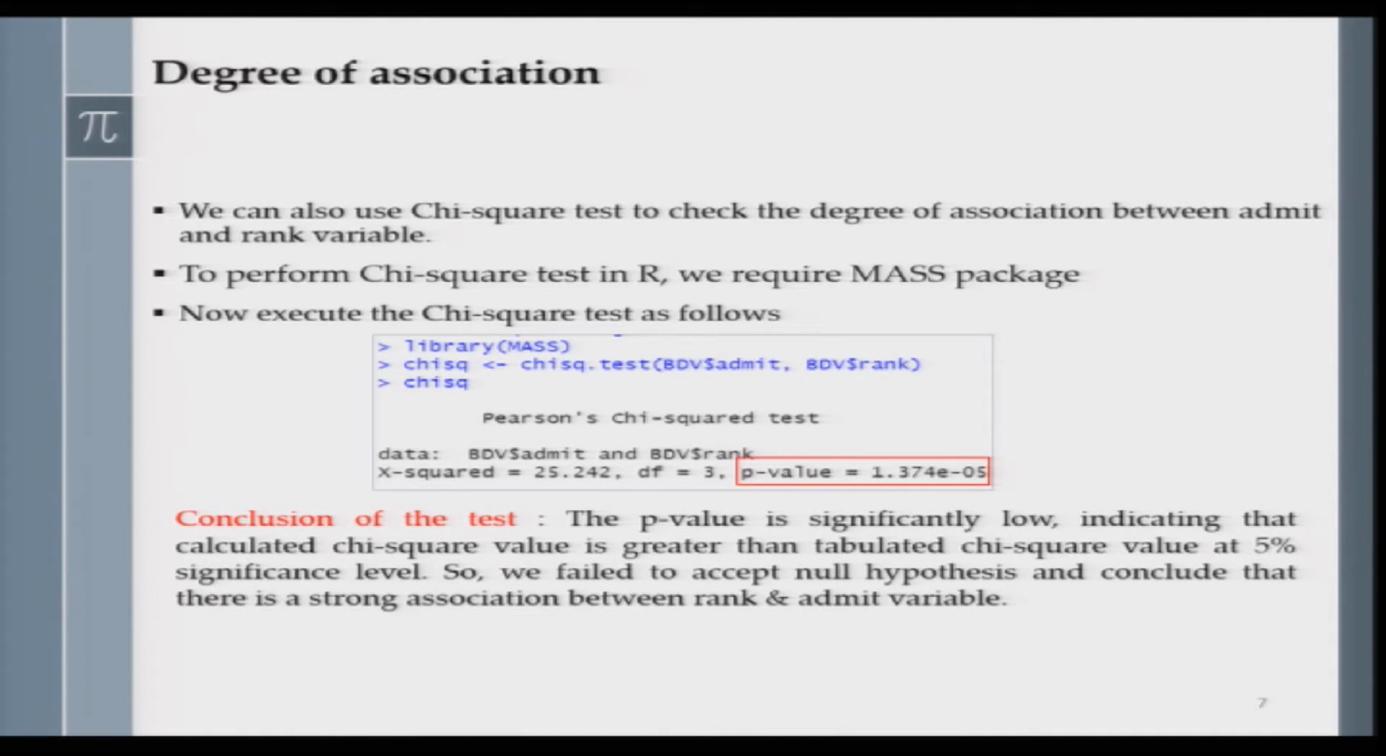So, you see the p value is extremely small, and then how do you conclude your test? As the p value is very low, you can say that the calculated chi-square value is greater than the critical tabulated chi-square value at 5% significance level. So, we reject the null hypothesis with which we start, and the null hypothesis says that there is no degree of association. So, finally, we conclude that there is a strong association between the qualitative variables rank and admit.